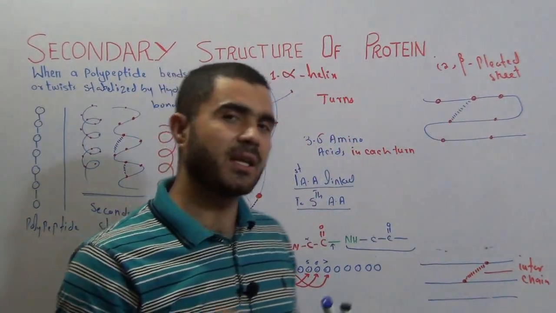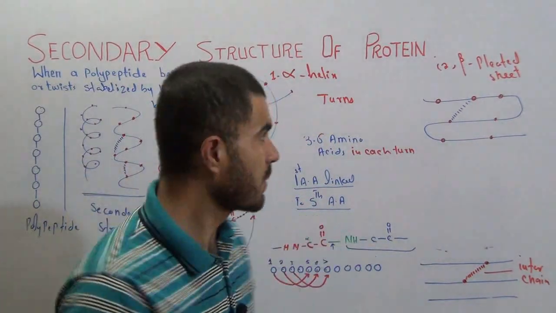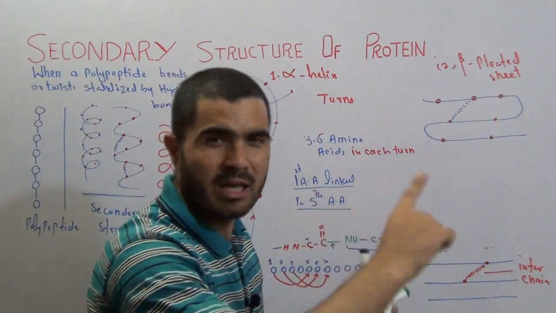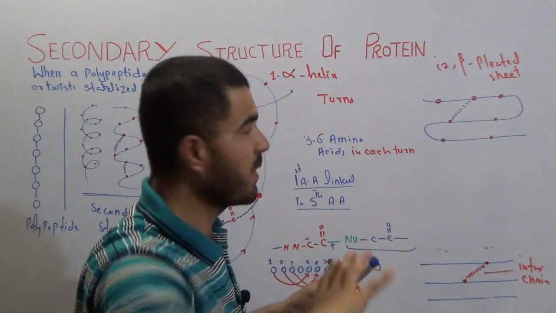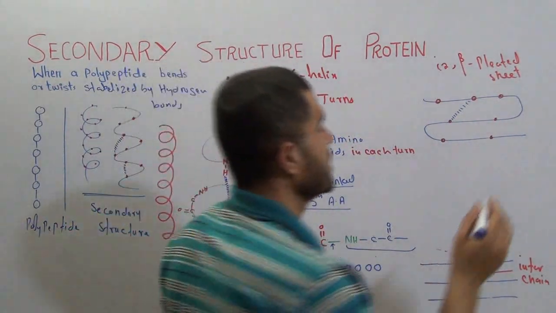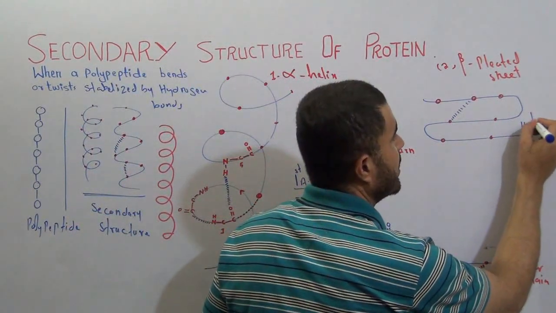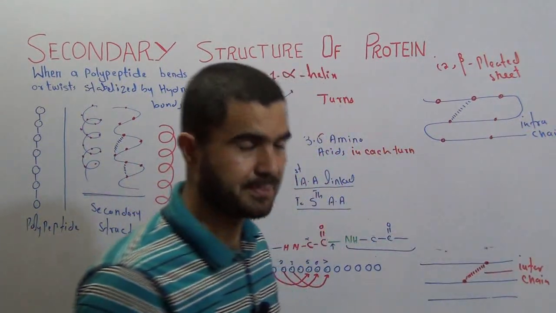Now there are two words, interchain and intrachain hydrogen bonding. What is the difference between these two? If there is one polypeptide and it makes this kind of folded structure, then the hydrogen bonding within that structure will be called intrachain hydrogen bonding.